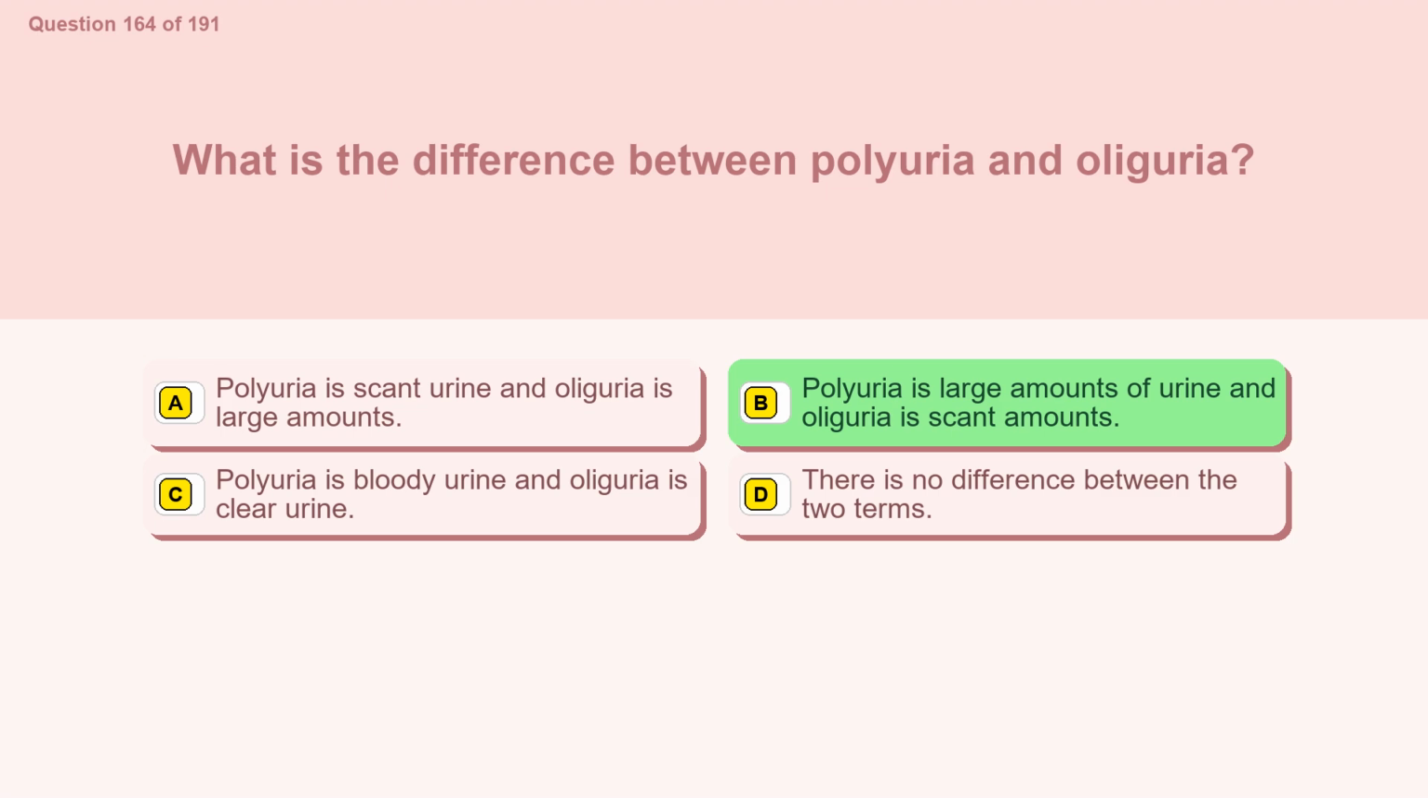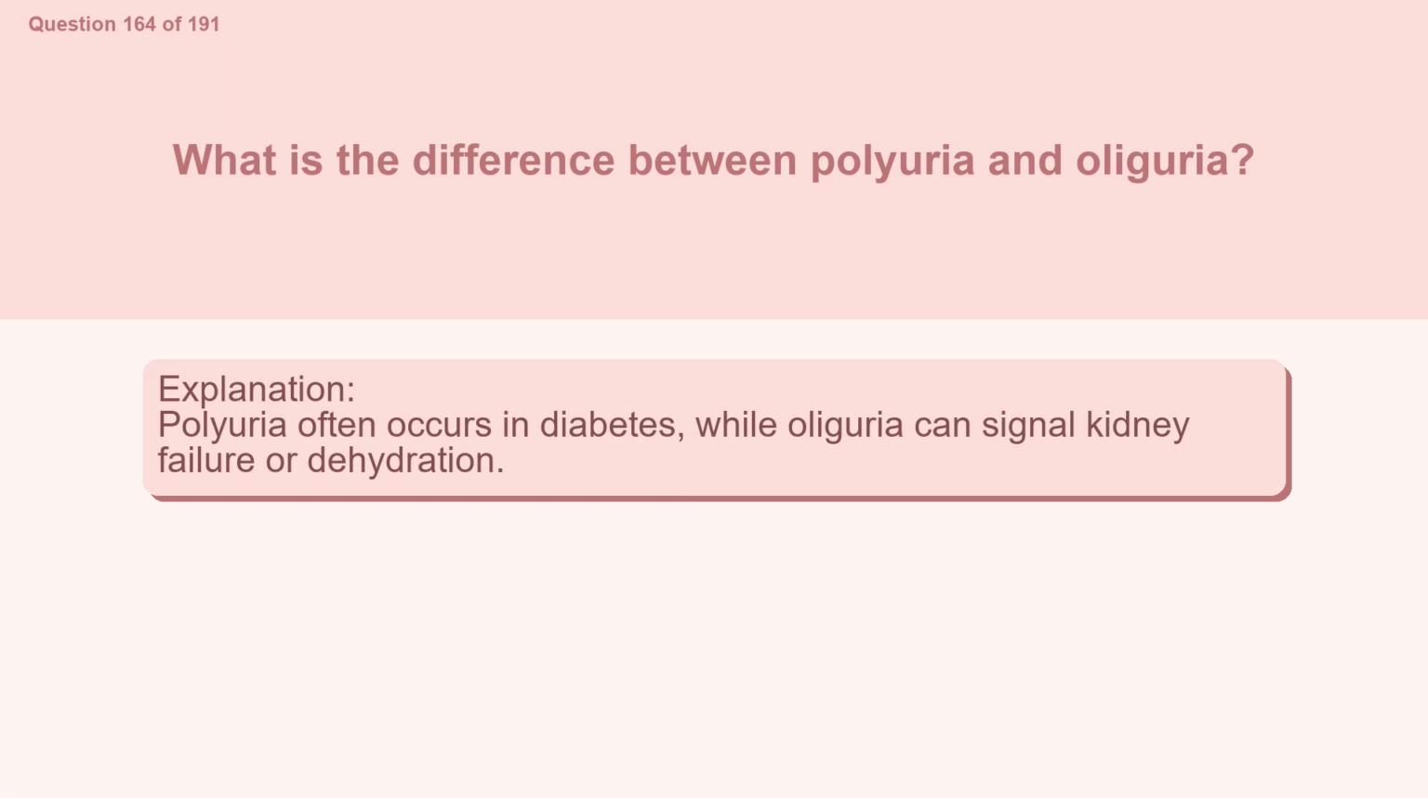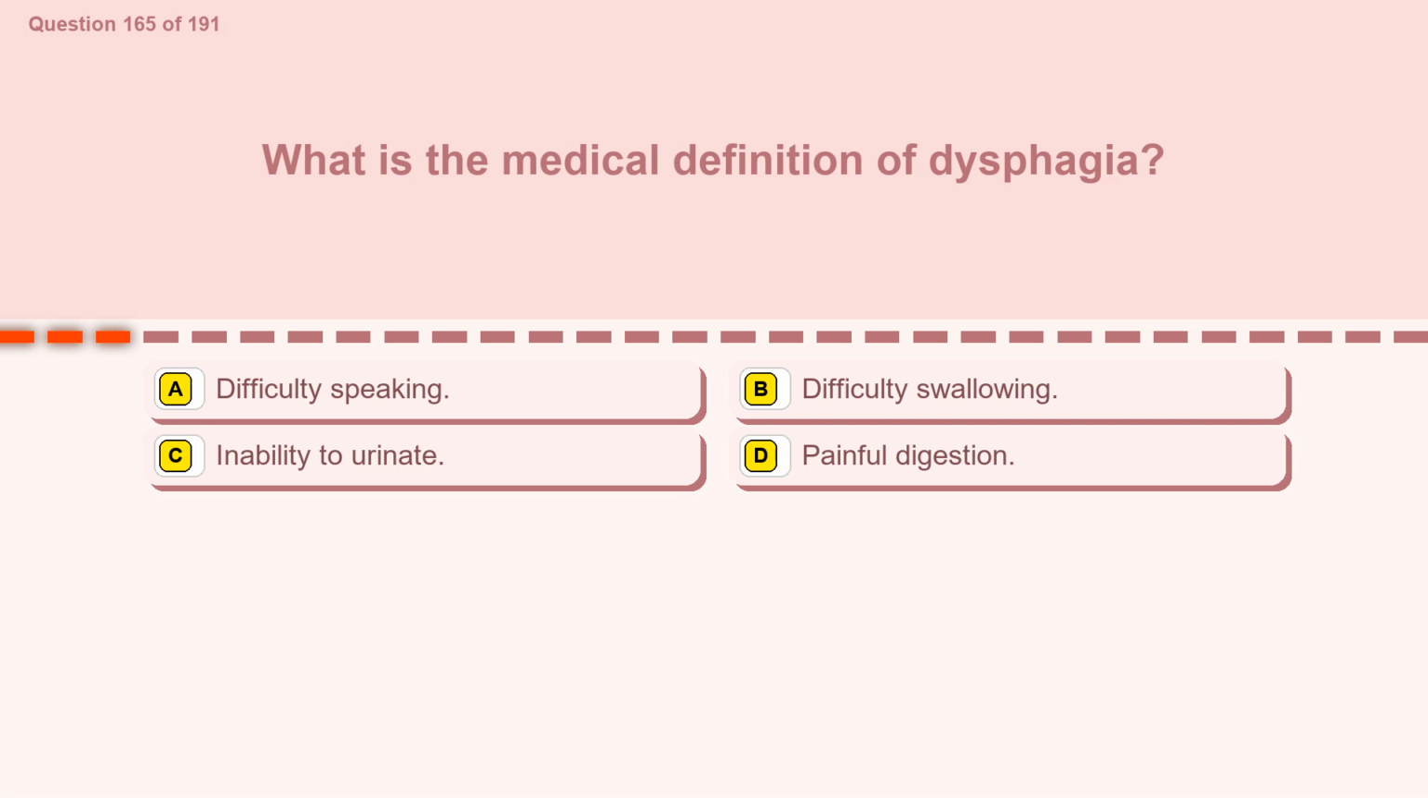The correct answer is option B: polyuria is large amounts of urine and oliguria is scant amounts. Polyuria often occurs in diabetes, while oliguria can signal kidney failure or dehydration. Question 165. What is the medical definition of dysphagia?